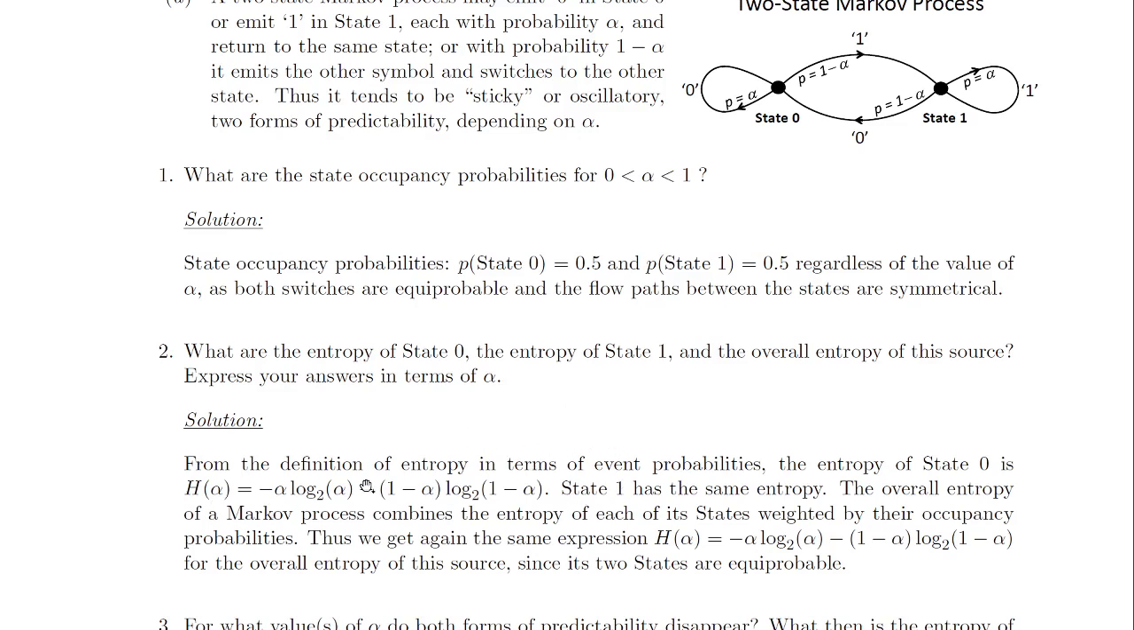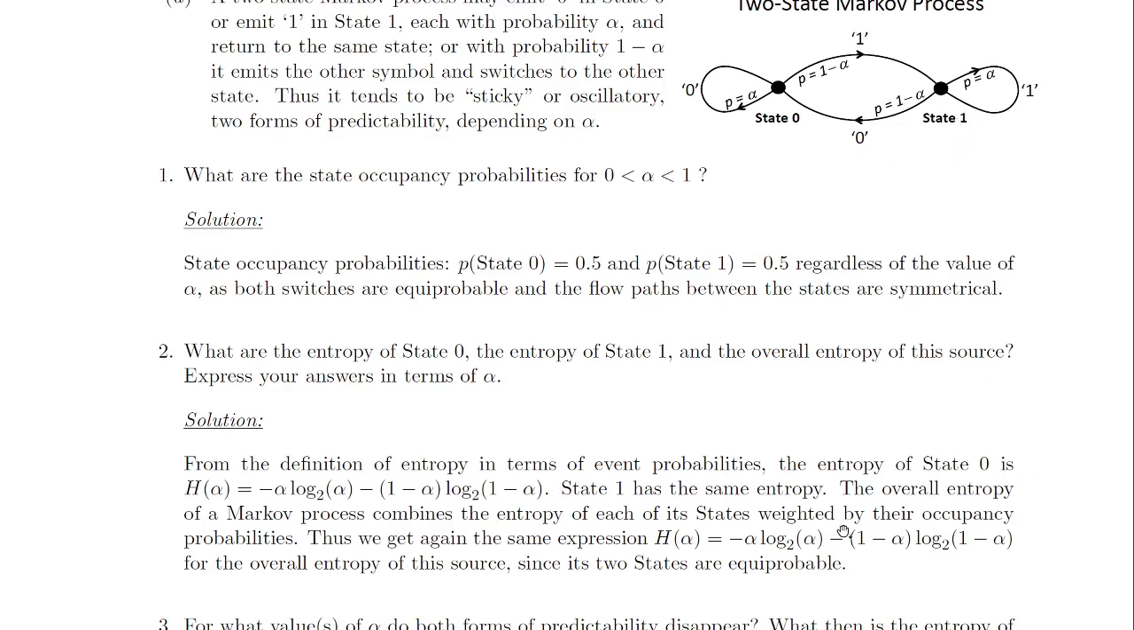And we saw early on that its entropy is this inverted U-shaped function of alpha. So as alpha goes from 0 to 1, it's just a curve that rises up from 0 to a maximum of 1 bit when alpha is 1/2, and then goes back down again. And the overall entropy, of course, is the sum of these two states.